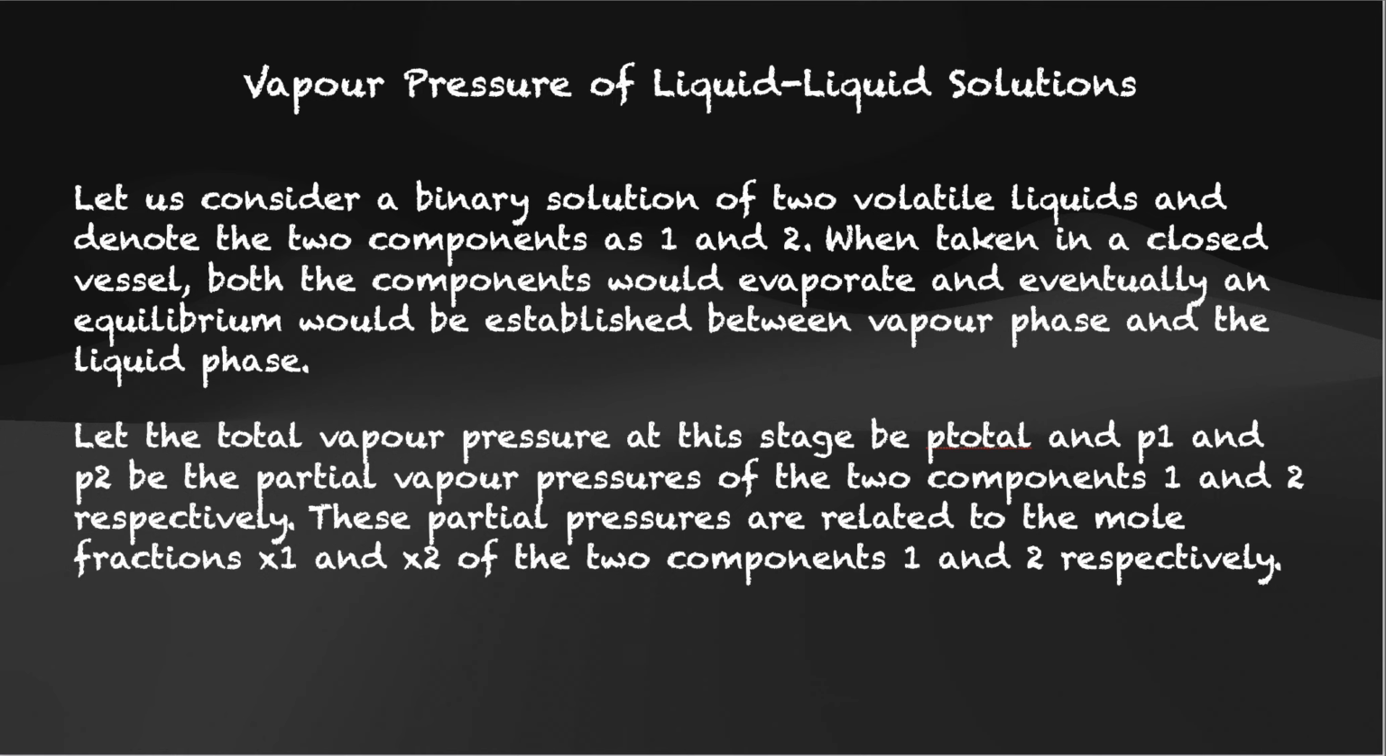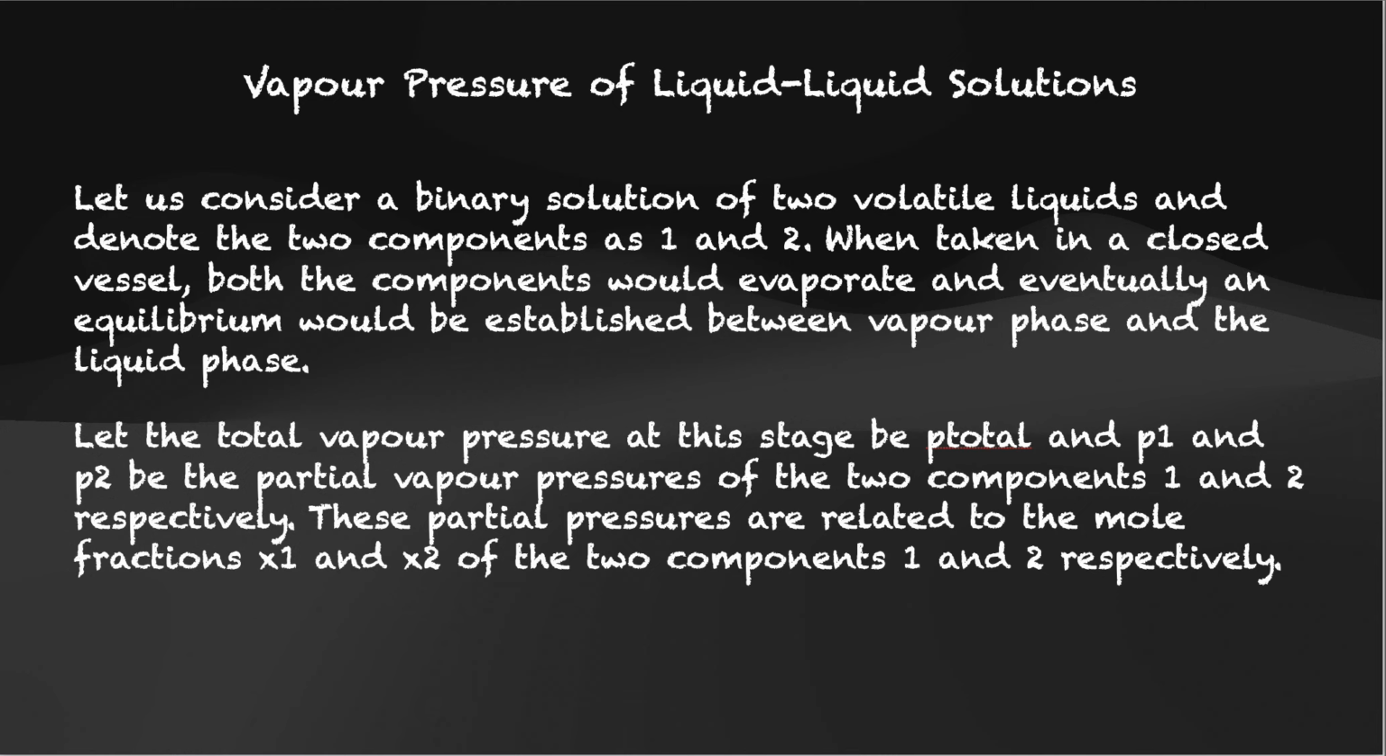Vapor pressure of liquid solutions. Let us consider a binary solution of two volatile liquids and denote the two components as 1 and 2. So the first component is 1 and the second component is 2. When taken in a closed vessel, both the components would evaporate and eventually an equilibrium would be established between the vapor phase and the liquid phase.